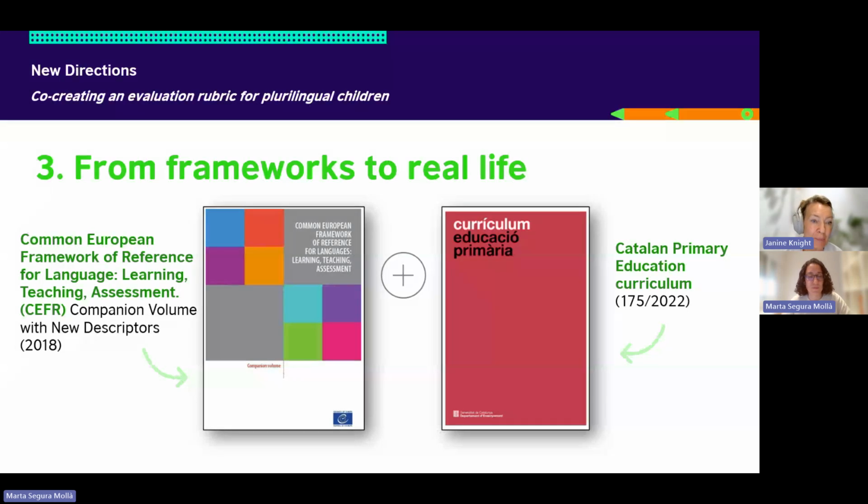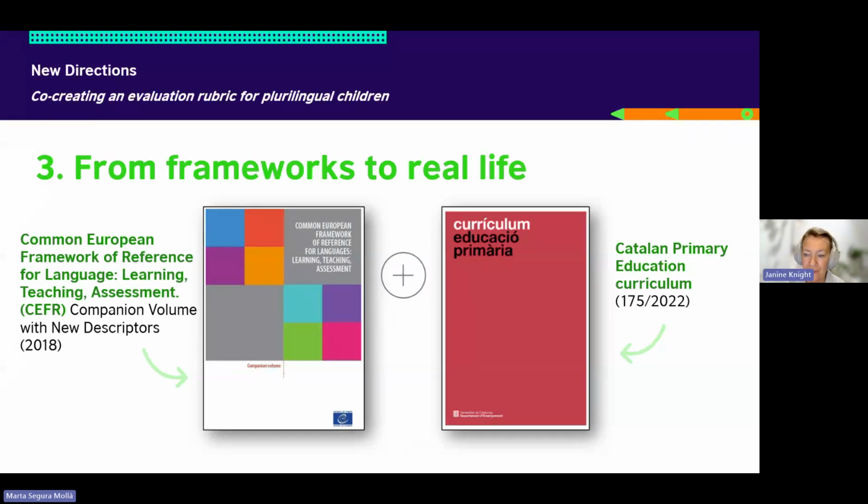Okay, so now let's talk about the frameworks that we use to underpin the rubric. So going back before the co-creation process, we had to make an initial selection of descriptors for the rubric, and this is how we did it. We used the Common European Framework for Languages, or the CEFR, the 2018 version, and the Catalan Primary Education Curriculum.